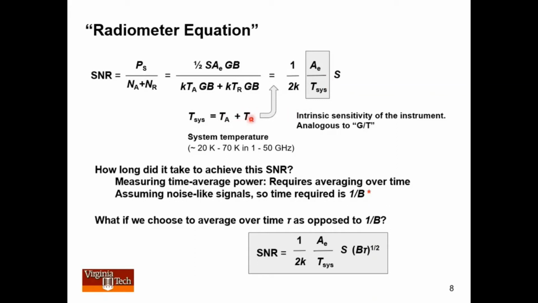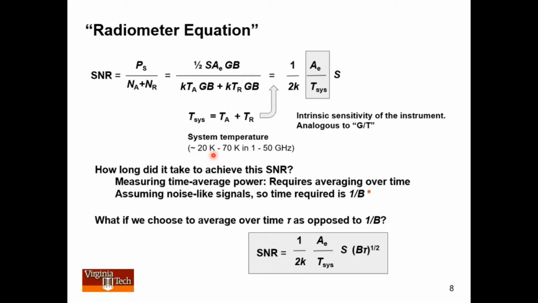That T-sys is simply a combination of antenna temperature and receiver temperature. So without surprise here, the system temperature varies a lot across frequency, but again, for top tier, well-engineered systems between 1 and 50 gigahertz, they tend to be between 20 Kelvin and 70 Kelvin, which would be typical numbers.